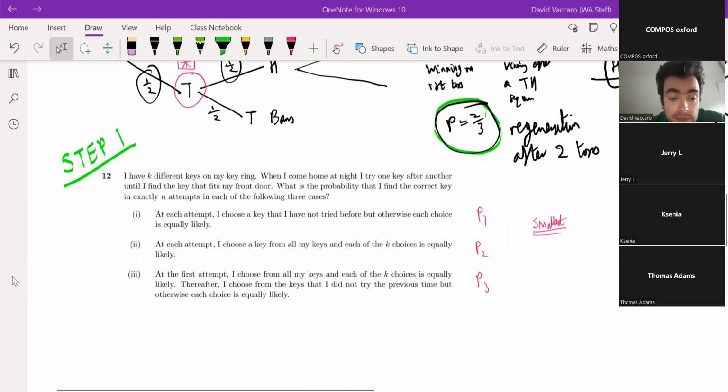Okay, so let's have a think. What is the silliest way to choose keys? The silliest way is the one where you're most likely to repeat a key that you've tried before, because trying a key a second time is stupid. And if you read part II, at each attempt I choose a key from all my keys, and each of the k choices is equally likely. So this is the silliest way of doing it. So that's P2.